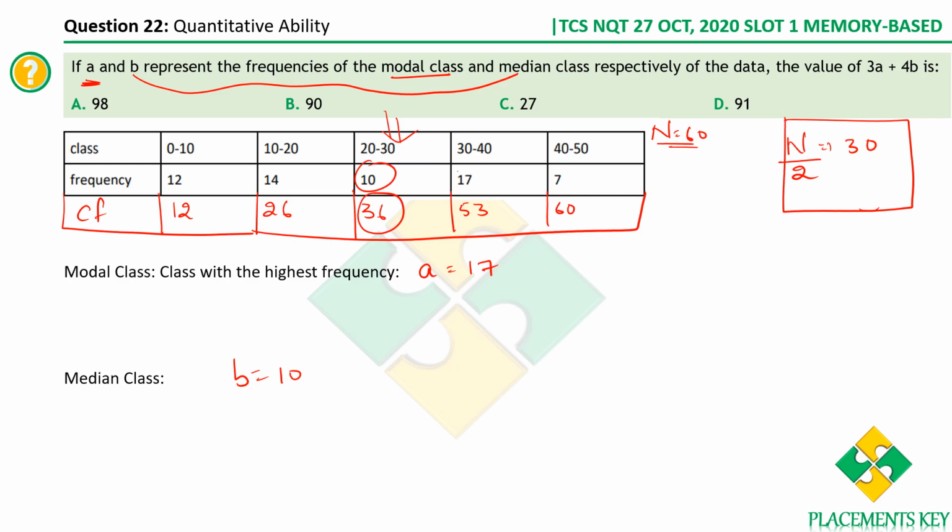So we got the value of A, we got the value of B. Now we're just supposed to compute the value of 3A plus 4B. So 3A, which is 3 into 17, 51, plus 4B, 4 into 10 is 40. So the value is how much? 91, which is option D.